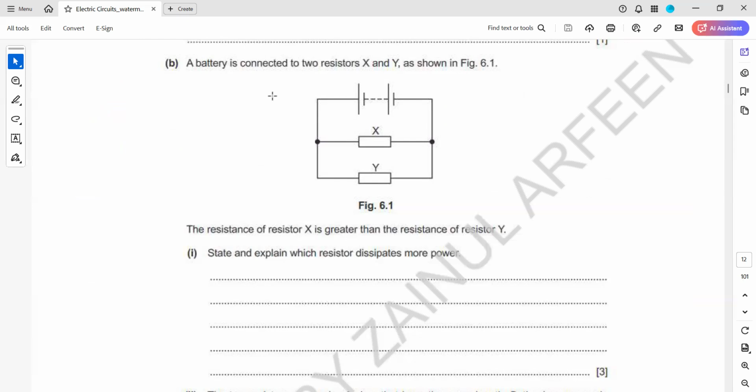This is a repeated question. Sometimes instead of resistors, they can also give you lamps and ask you to compare the brightness of these lamps. So first thing, whenever components are connected in parallel, they will have the same potential difference. Like if I say the potential here is V, the same potential will be across X and the same potential will be across Y.